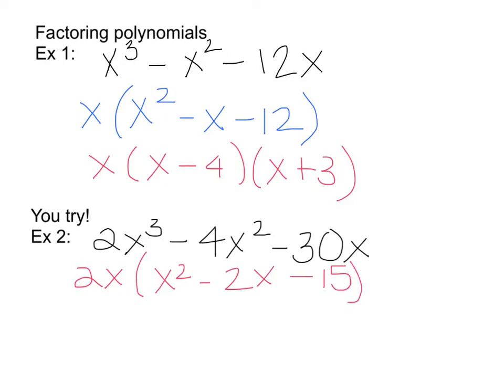Okay, so now we're going to check inside the parentheses. Are there numbers that multiply to negative 15 that add to negative 2? And yes, there are. It's going to be negative 5 and positive 3. And then all you're going to do is bring down the 2x out in front.